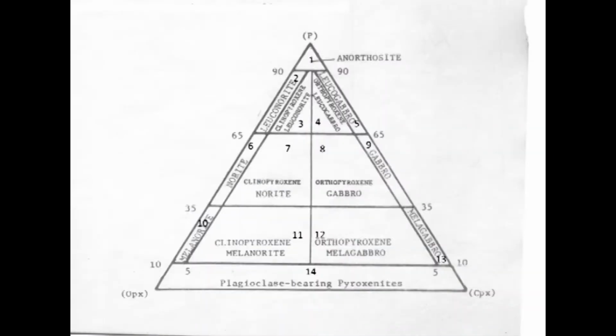Now, see the triangular diagram on the screen. We can observe the different rock types, which are first anorthosite, second leuconorite, third clinopyroxene leuconorite, fourth orthopyroxene leucogabbro, fifth leucogabbro, sixth norite, seventh clinopyroxene norite, eighth orthopyroxene gabbro, ninth gabbro, 10 melanorite, 11th clinopyroxene melanorite, 12th orthopyroxene melagabbro, 13 melagabbro, 14 plagioclase-bearing pyroxenites.